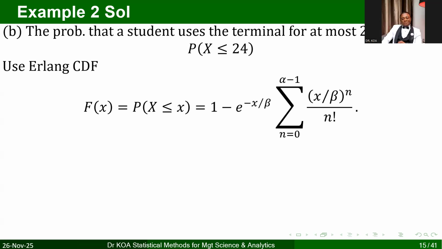So first of all, you need to substitute. What is our alpha here? The alpha is 5. Beta is 4. And that means that we can find our z. What is our z? So z will be, what is our x? X is 24. Good. So z is 24 over 4, which is 6. Yes, 24 over 4 is 6. So now you are going to put it into the formula.